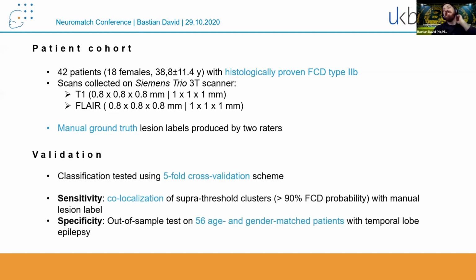For validation, we used a 5-fold cross-validation scheme. We calculate the sensitivity according to the co-localization of super threshold clusters, with a fixed threshold of 90% probability, with the manual lesion label. And the specificity we tested in an out-of-sample test with 56 age and gender matched patients who also had epileptic seizures, temporal lobe epilepsy. So they also have seizures, they also have some atrophy, but they don't have FCD lesions. So this is really the group you want to distinguish them from.